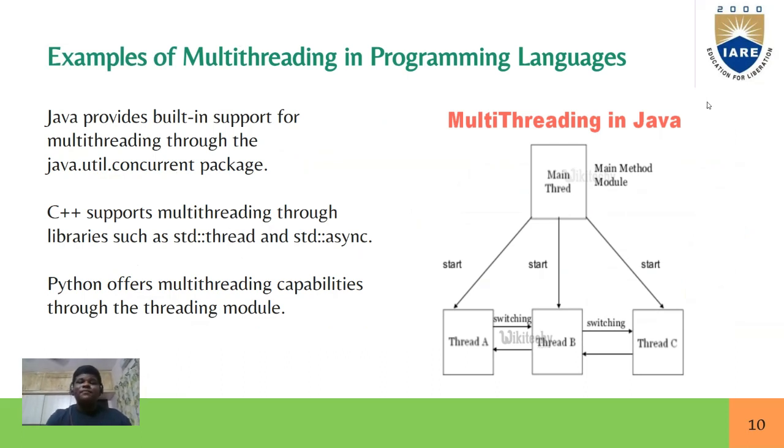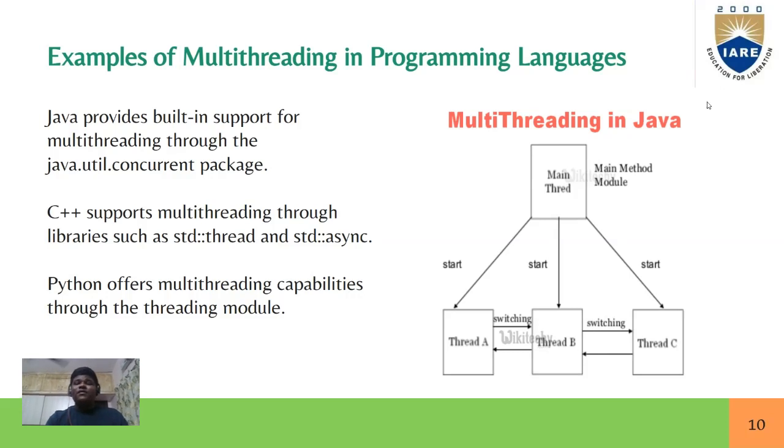Examples of multithreading in programming languages. For example, Java provides built-in support for multithreading through the java.util.concurrent package. C++ supports multithreading through libraries such as std::thread and std::async. Python offers multithreading capabilities through the threading module.